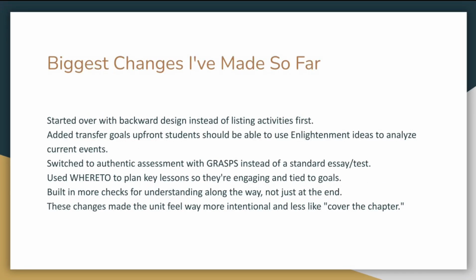So the biggest changes I've made so far is I started with backward design instead of listing activities first. Added transfer goals up front. So I think students should be able to use Enlightenment ideas to analyze current events. And I switched to authentic assessment with GRASPS instead of standard essays and tests. And I used the WHERETO to plan key lessons so they're engaging and tied to goals. I built in more checks for understanding along the way, not just at the end. And these changes made the unit feel way more intentional and less like covering the chapter.